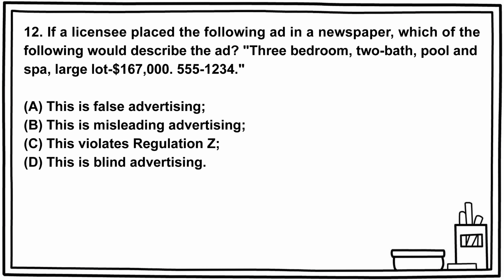12. If a licensee placed the following ad in a newspaper, which of the following would describe the ad? 3-bedroom, 2-bath, pool and spa, large lot, $167,000, 555-1234. A. This is false advertising. B. This is misleading advertising. C. This violates Regulation Z. D. This is blind advertising.